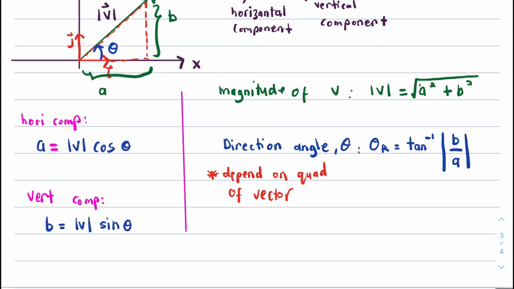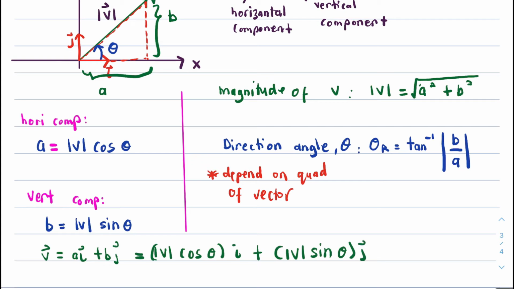If you want to write your vector v, ai plus bj, in terms of magnitude and direction angle, you can write it as magnitude of v cosine theta i plus magnitude of v sine theta j. Magnitude of v is the common term which you can factor out. You're going to get magnitude of v times cosine theta i plus sine theta j.